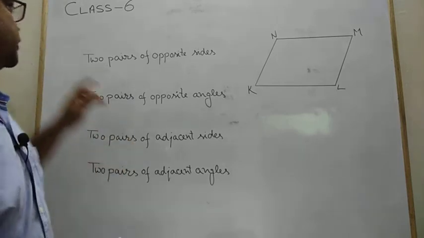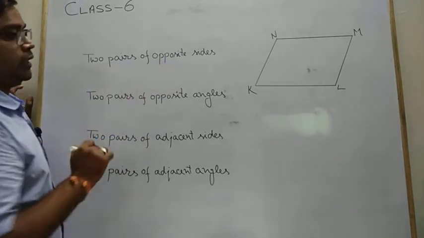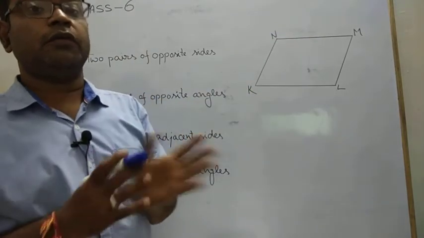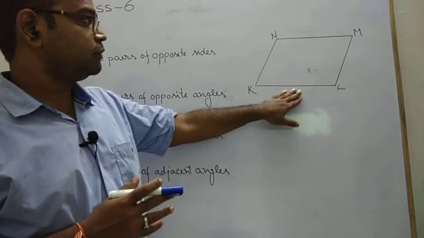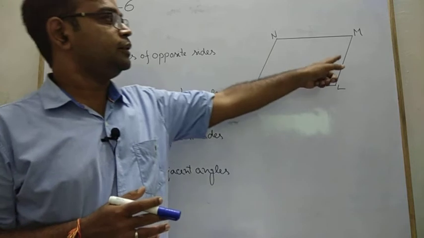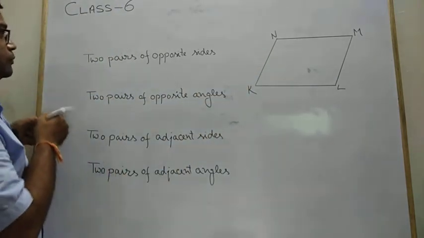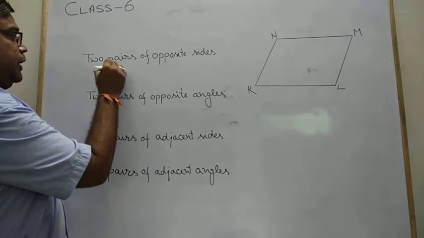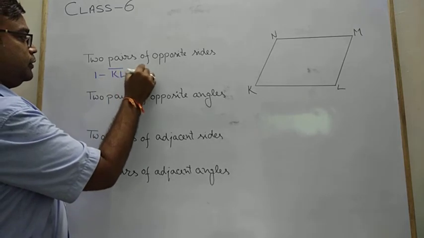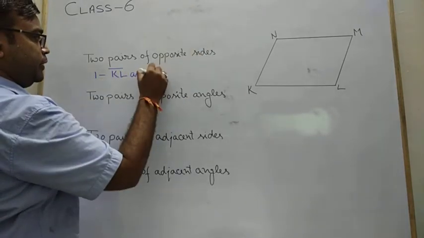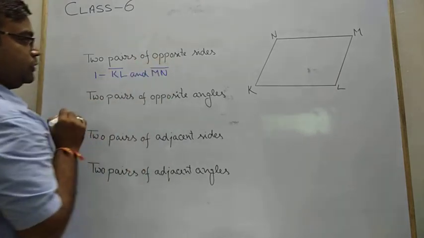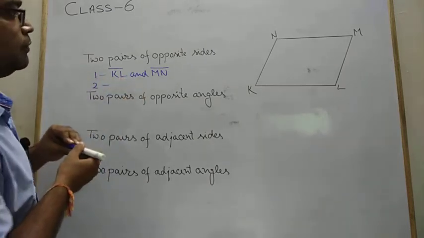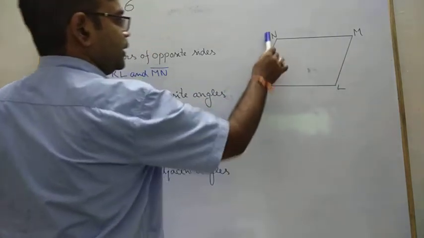So let's start. The first question says: write down two pairs of opposite sides. As we know, these are the sides, but the question asks for a pair of opposite sides. So the first pair is this one and this one. These two are opposite, and second, these two. So we must write down your first pair, side KL and side MN. And your second pair is LM and KN.